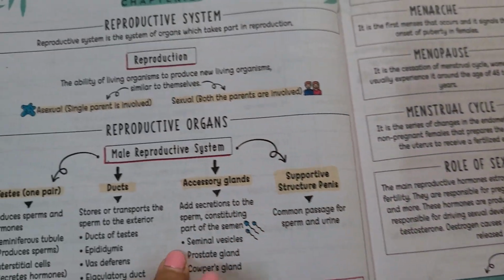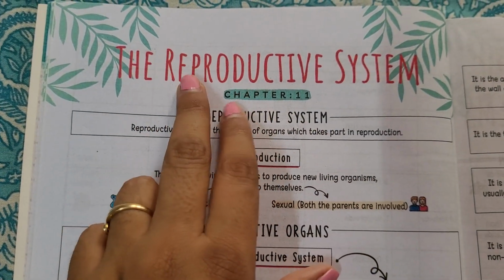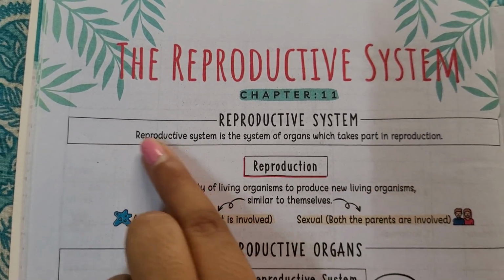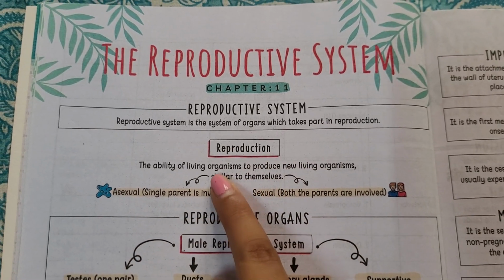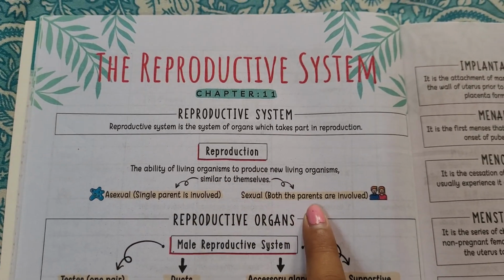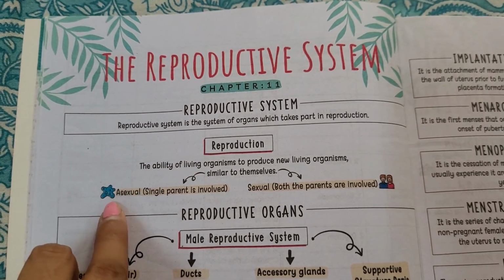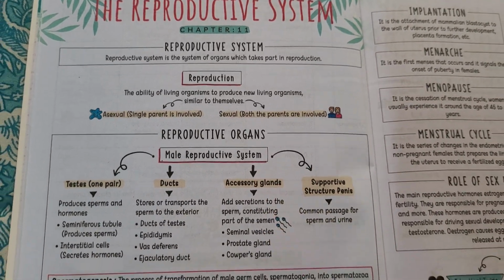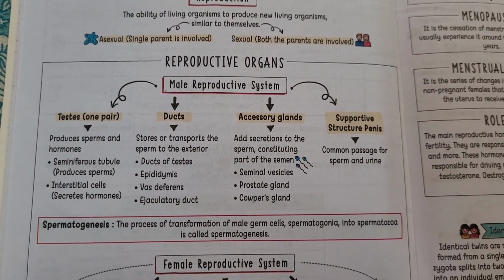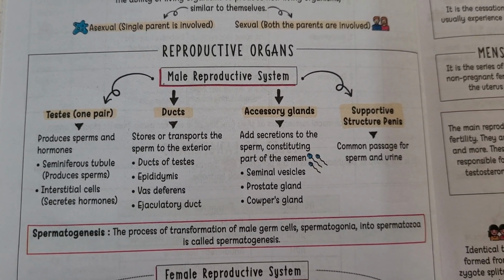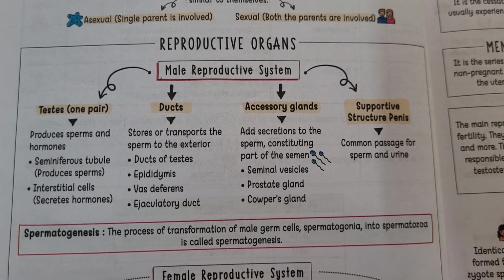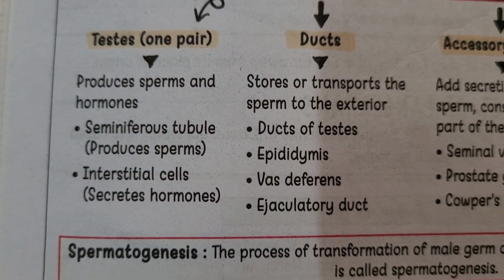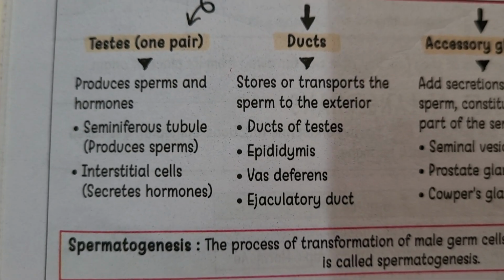So let's start. If you want to make the notes of reproductive system, this is the chapter at a glance, very beautifully they have made. They have written the definition of reproductive system, what is reproduction, what is asexual and sexual, with small diagrams you can make here so that you remember this very well. Okay, a flow chart like this, reproductive organs. There they have given you all the male reproductive system: testes, ducts, accessory glands and supportive structure, that is penis. So here if you read, see, in points they have given everything.